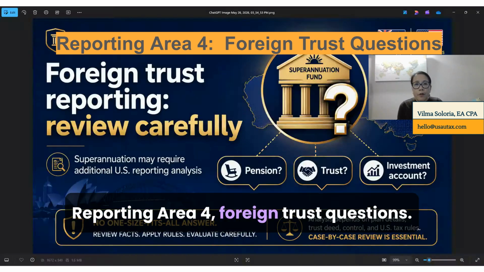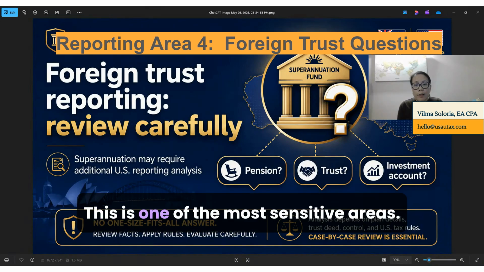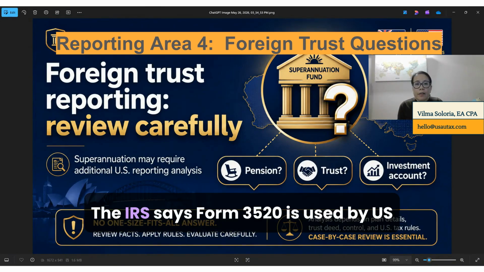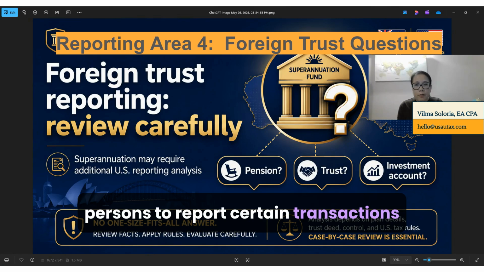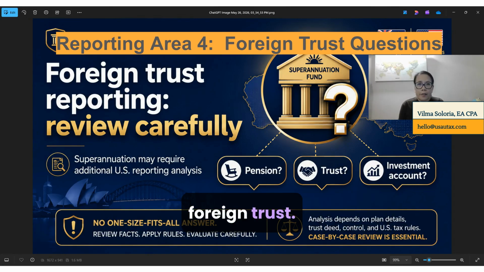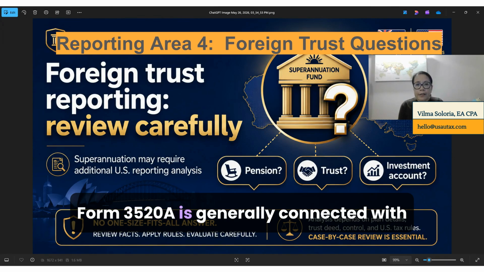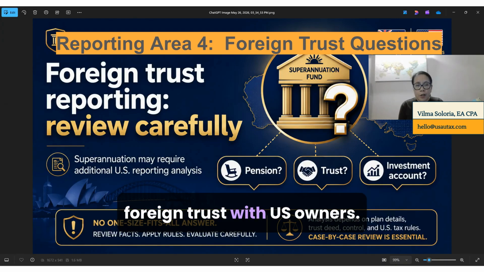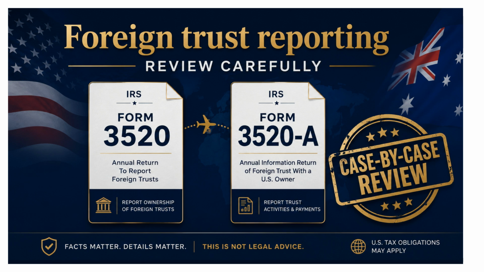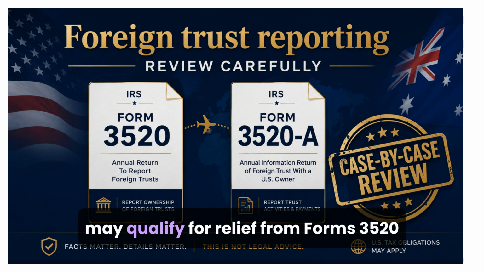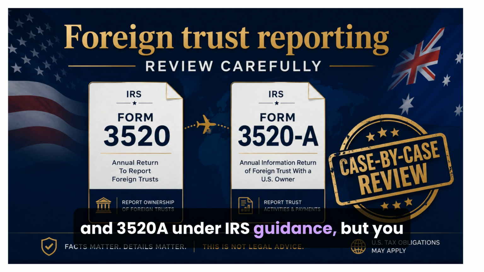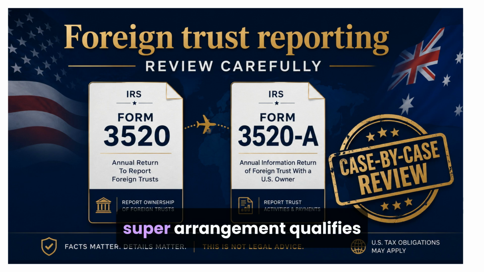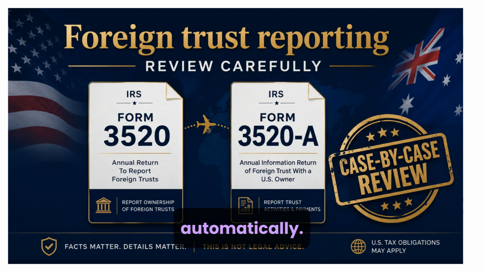Reporting Area 4, Foreign Trust Questions. This is one of the most sensitive areas. The IRS says Form 3520 is used by US persons to report certain transactions with foreign trusts and ownership of foreign trusts. Form 3520-A is generally connected with annual information reporting for certain foreign trusts with US owners. Some foreign retirement arrangements may qualify for relief from Forms 3520 and 3520-A under IRS guidance, but you should not assume every Australian super arrangement qualifies automatically.